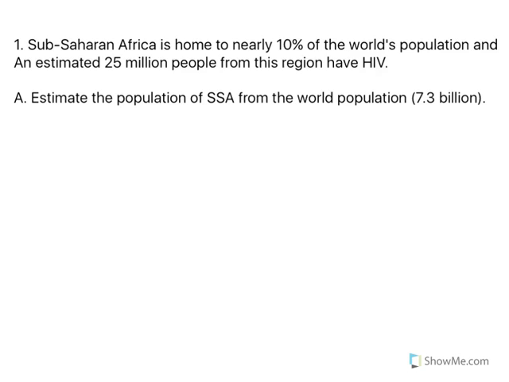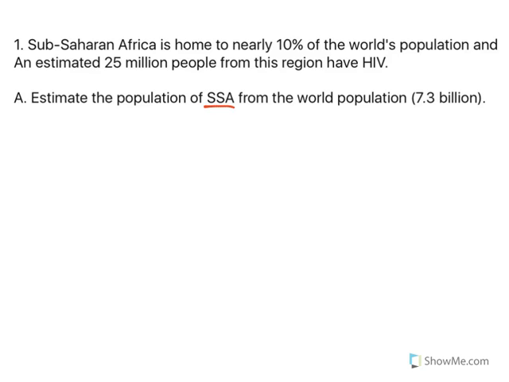Okay. All right, we are now going to just do some random problems. This is going to refresh us on some proportions, but it's good too. So, some problems dealing with sub-Saharan Africa, which I will then talk about as SSA because that's a lot to type out. Sub-Saharan Africa is home to nearly 10% of the world's population, and an estimated 25 million people from this region have HIV. So the first thing, estimate the population of sub-Saharan Africa from the world population.